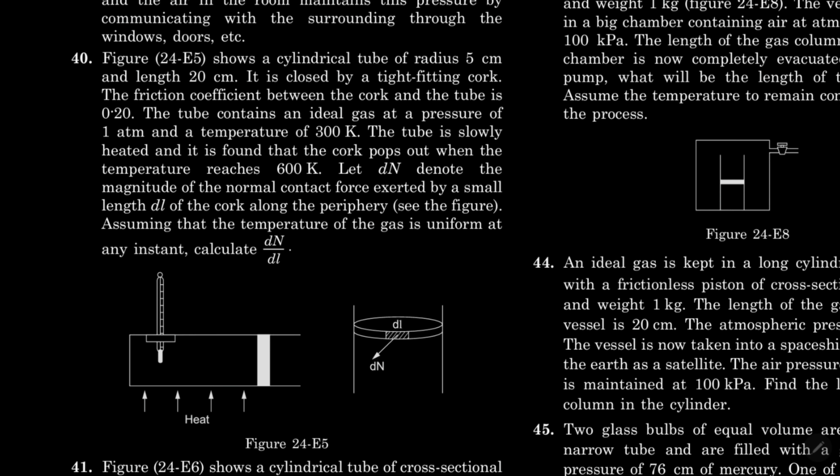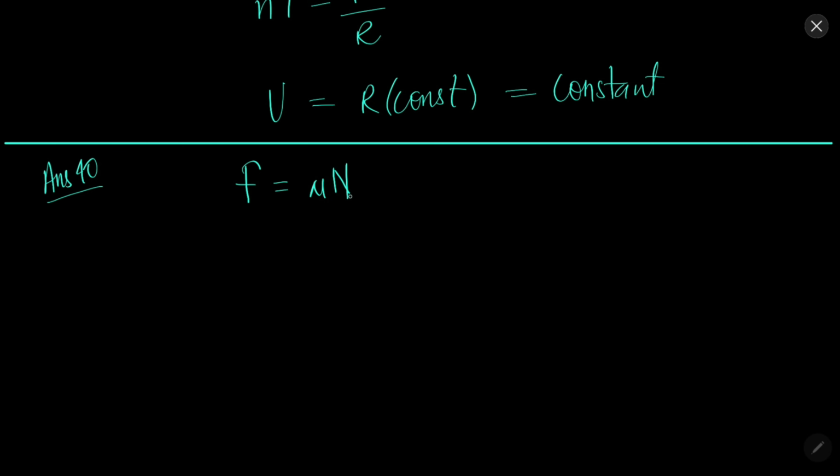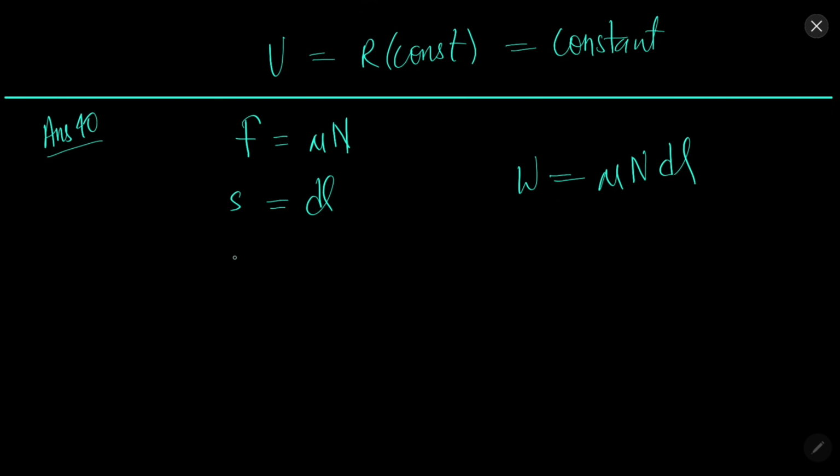In question 40, we have been given this figure. Assuming that the temperature of the gas is uniform, we need to find dN by dL. Solution 40. The frictional force is mu N, and let the motion be around dl. So the work done will be the force of friction into the displacement.